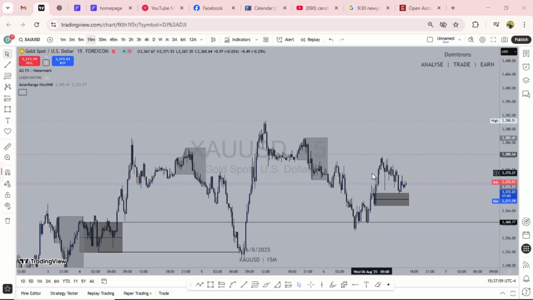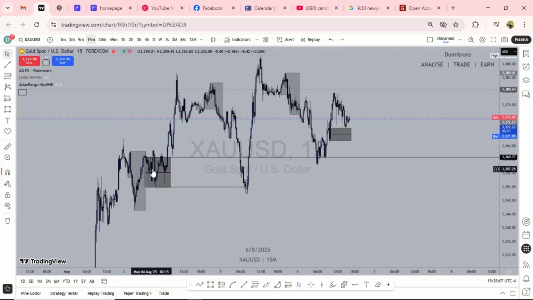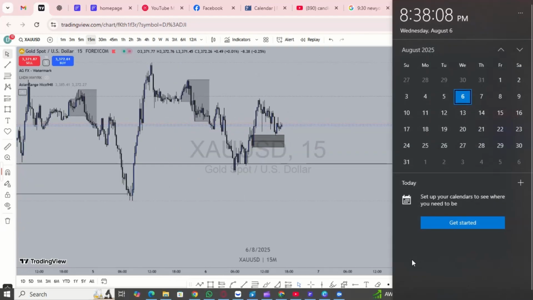Hello guys, good evening. So today I just want to give a directional bias on gold for tomorrow, which will be Thursday. Today is Wednesday.